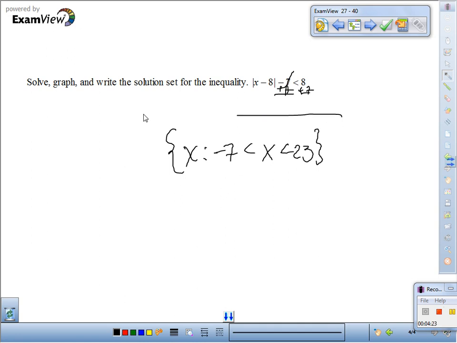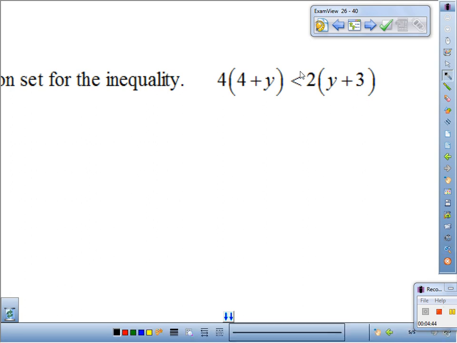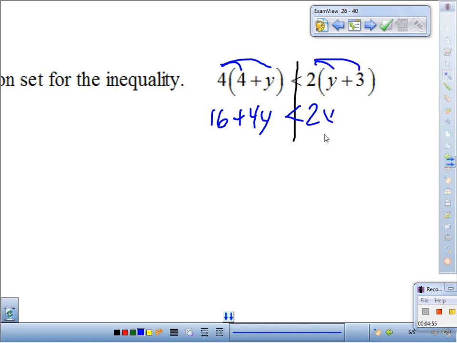Yes? All right, let's go to number 26. Here we go. Solve, graph, and write the solution set for the inequality 4 times 4 plus y less than 2 times y plus 3. Let me zoom in. So basically they're asking us to simplify, isolate, plot, and check. Line down the inequality symbol. And what is the first thing we do, everyone? Distribute. We get 16 plus 4y less than, distribute, 2y plus 6.